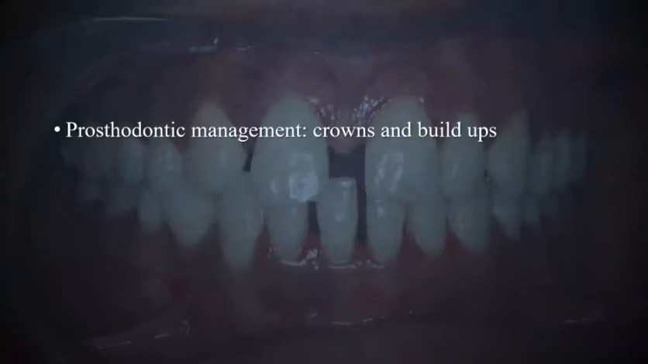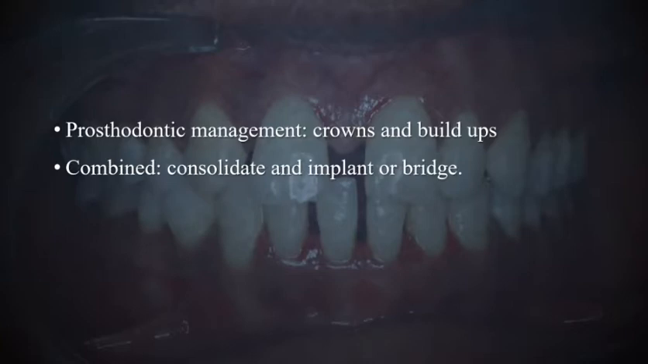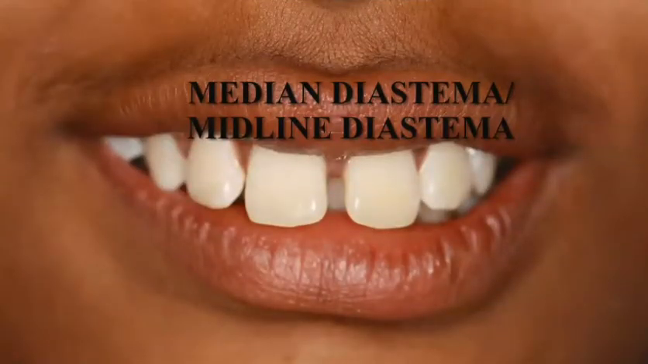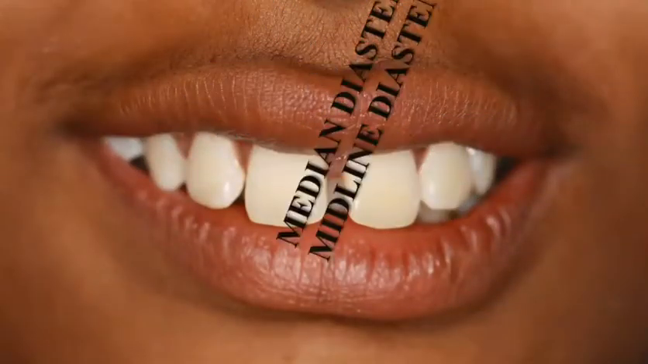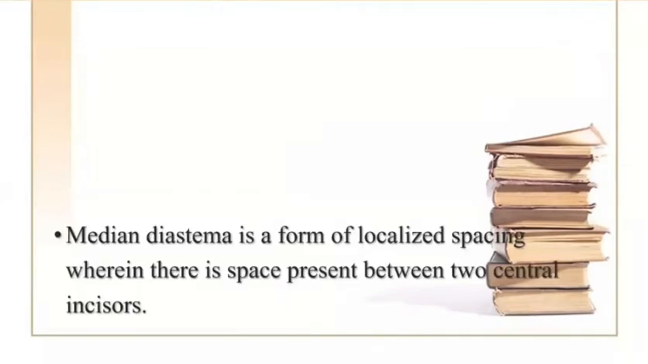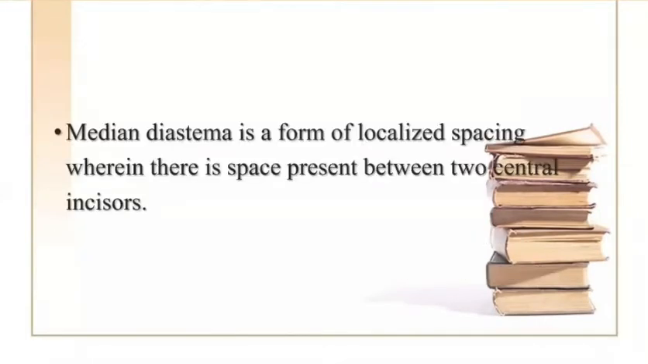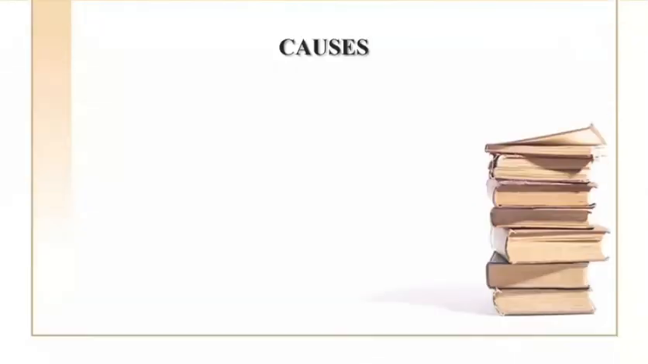Prosthodontic management: crowns or buildups can be done. Combined: consolidate, and implant or bridge can be given. Coming to the midline diastema. Midline diastema is a form of localized spacing wherein there is a space between two central incisors.